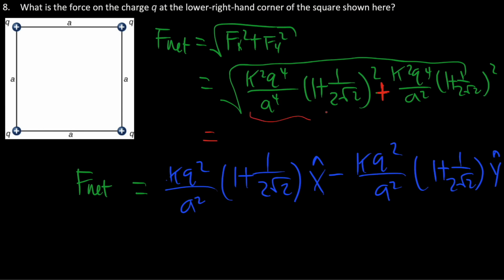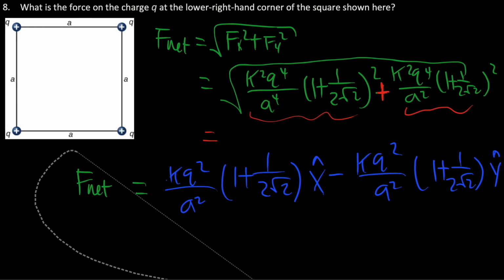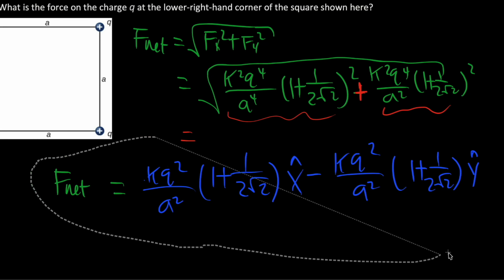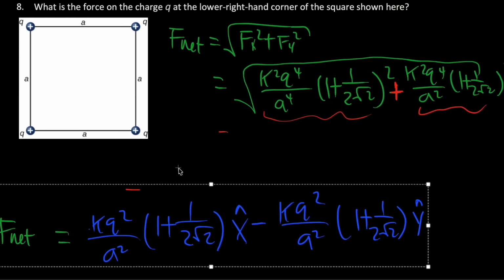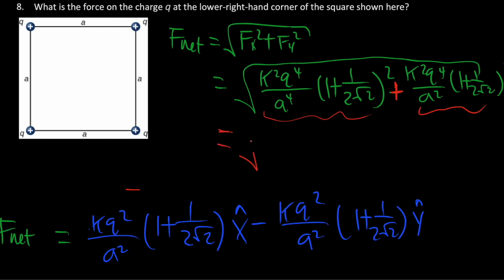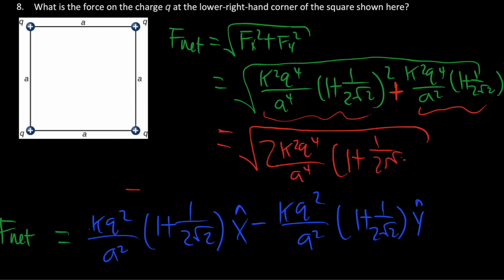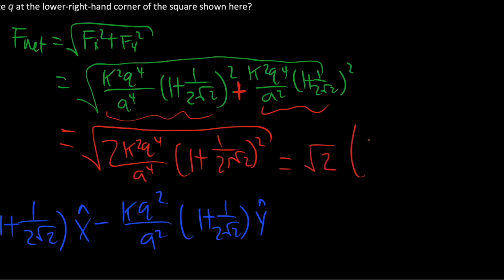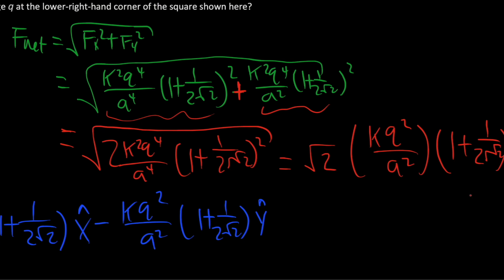So you know that those two parts are the same. So this is going to be equal to the square root of 2K squared Q to the fourth power over A to the fourth power times 1 plus 1 over 2 squared, which is equal to the square root of 2 times K times Q squared over A squared times 1 plus 1 over 2 times square root of 2. So this is also the net force here.